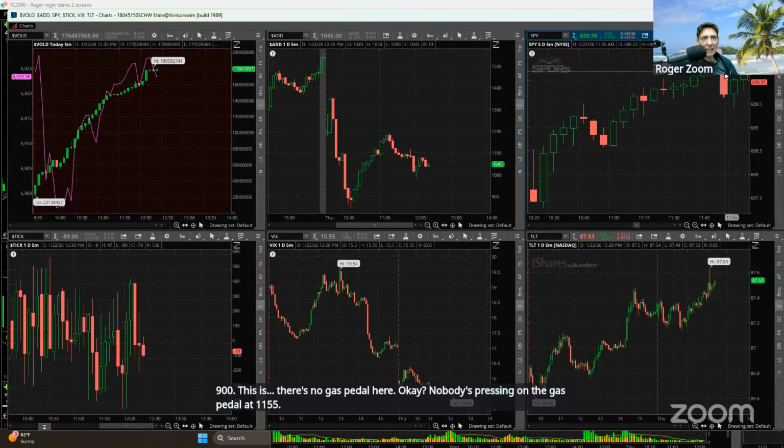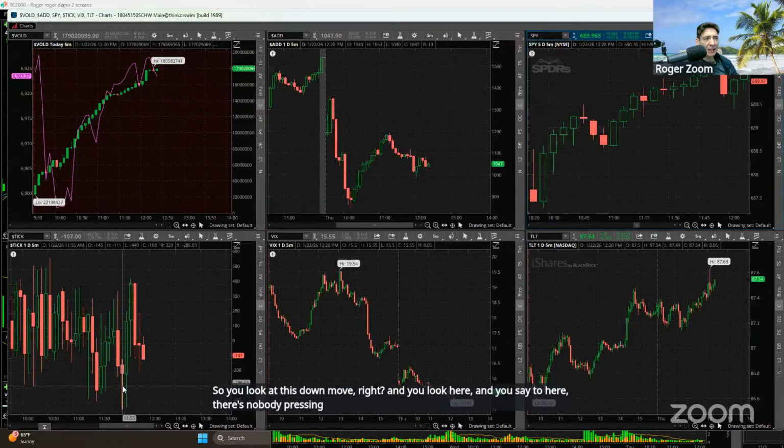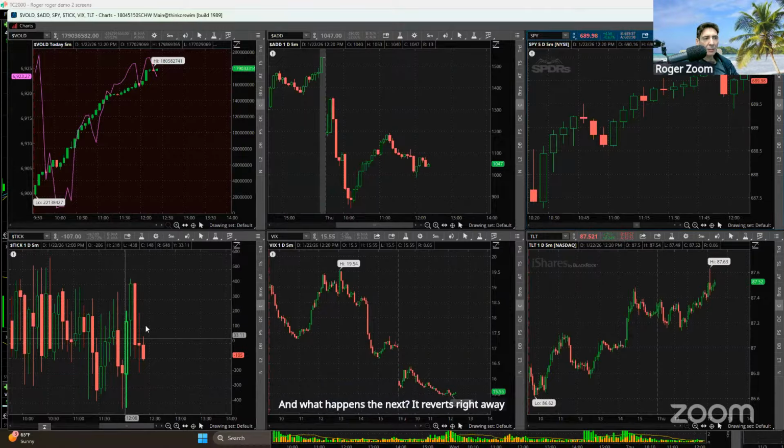So you look at this down move, and you look here, and you say there's nobody pressing the gas pedal. This is not sustainable. And what happens next? It reverts right away. It goes back up.